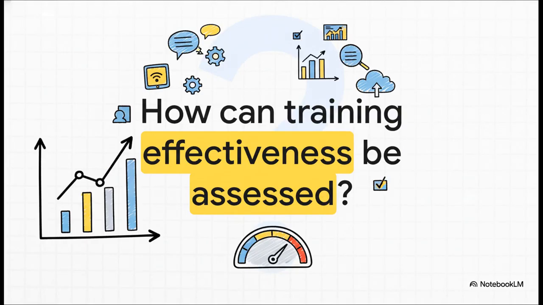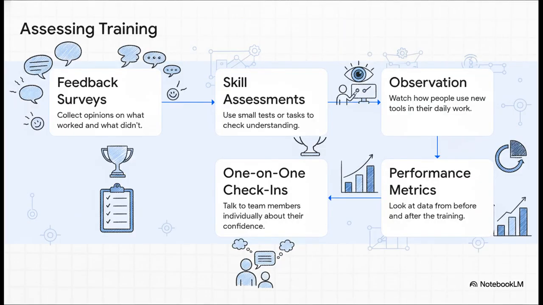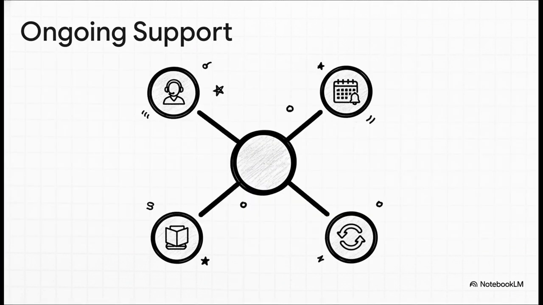Following the delivery of training, the source notes the importance of then measuring its effectiveness. The question is, how can this assessment be conducted reliably? Several methods are suggested for this assessment. They range from direct feedback surveys and skill assessments to the structured observation of tool usage and the analysis of relevant performance metrics. The source concludes that successful implementation is not a single event.